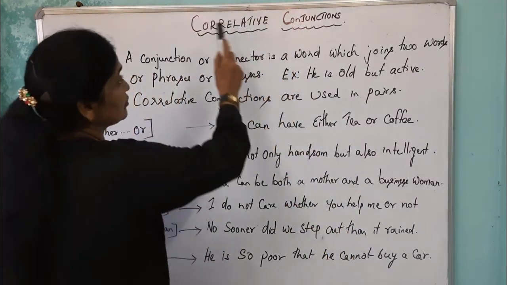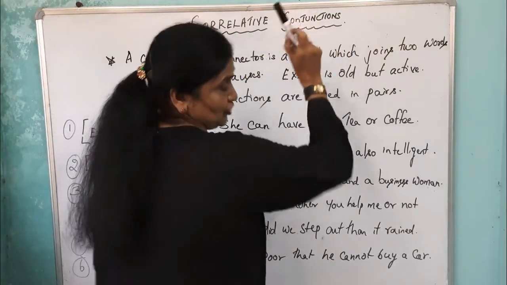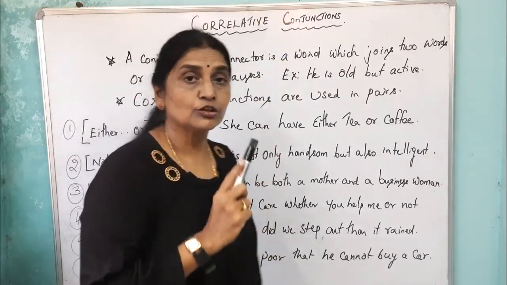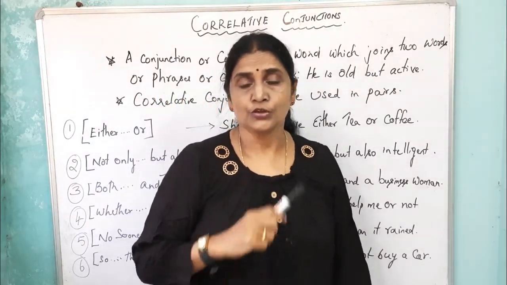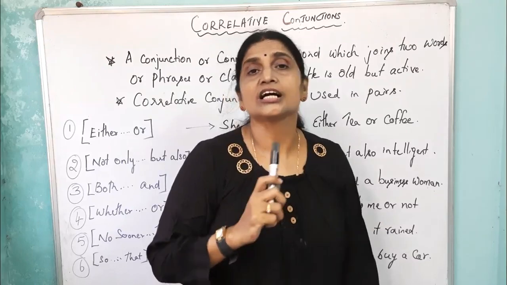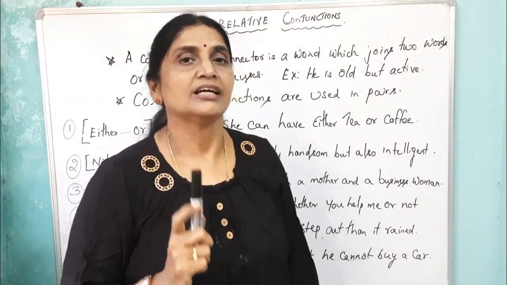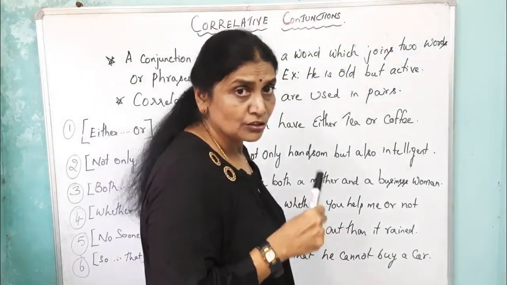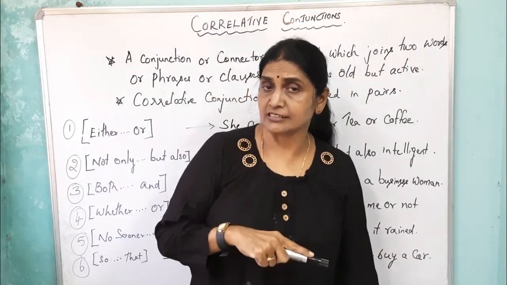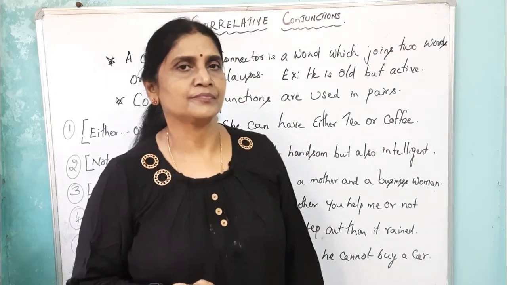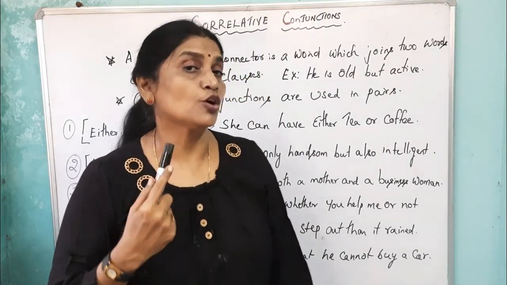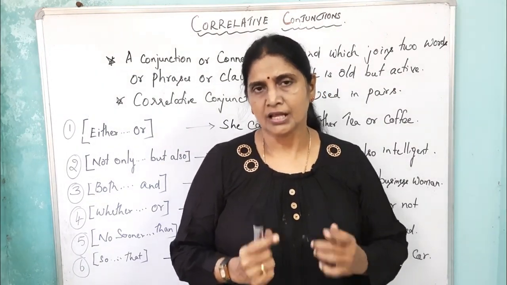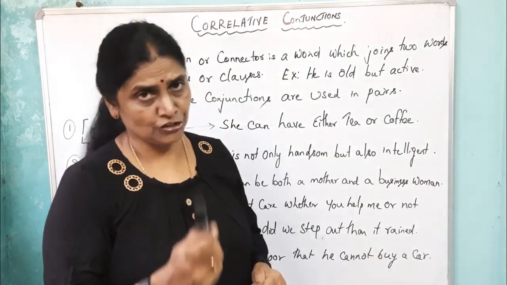This class is all about correlative conjunctions. Before moving over to this topic, you should know what a conjunction means. A conjunction is a word which joins two words or phrases or clauses. A conjunction is also called a connector. Okay, now that is about conjunction.